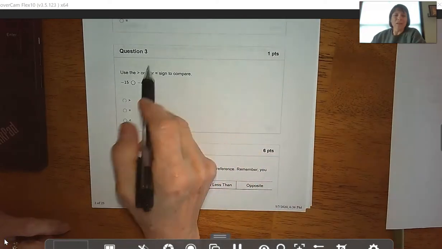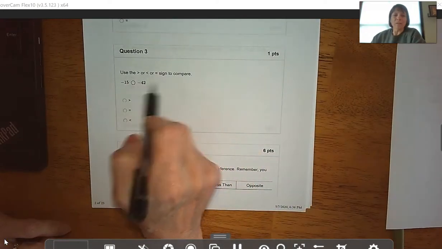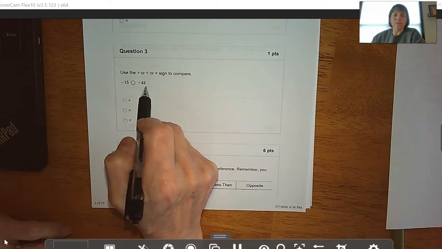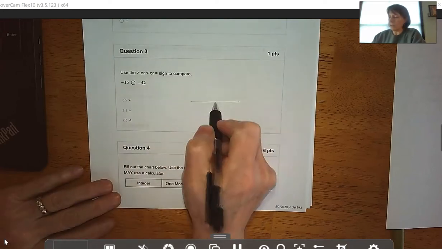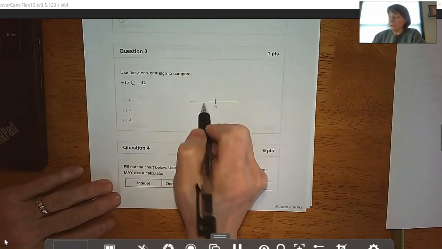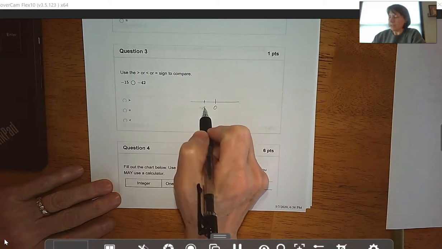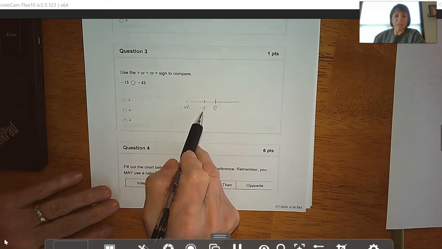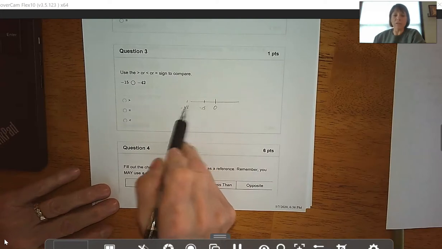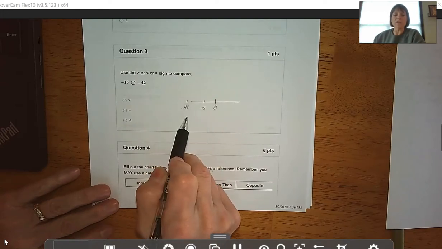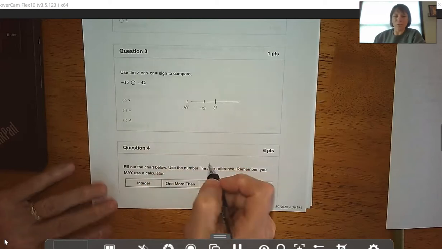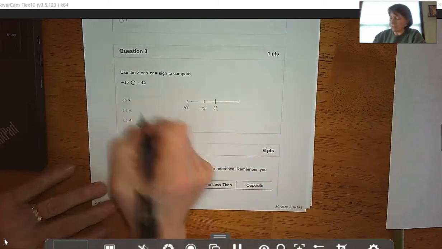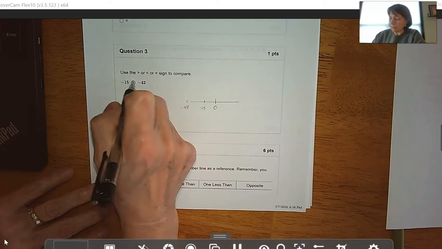Okay, again, looking at number 3, same thing. We're using these symbols to compare -15 to -42. So think about your number line. This one can be tricky. Here's 0. Remember, -15 is going to be closer to 0 than -42. Therefore, -15 is larger than -42. This one's a little bit tricky. You have to think backwards of what you do with normal positive numbers. So -15 is going to be greater than -42.